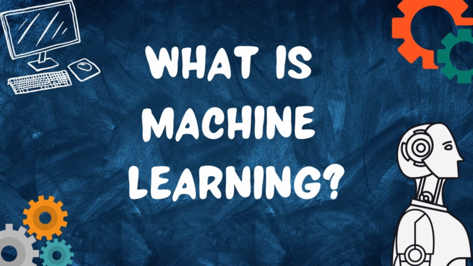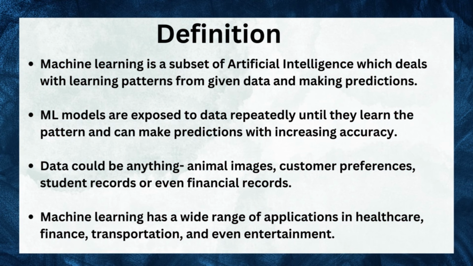Let's get started. Machine learning is a subset of artificial intelligence which learns patterns and makes predictions based on the given data. The ML models are trained repeatedly on the data until they learn the pattern and can make accurate predictions. This data can be anything from images of animals to student records or financial records.